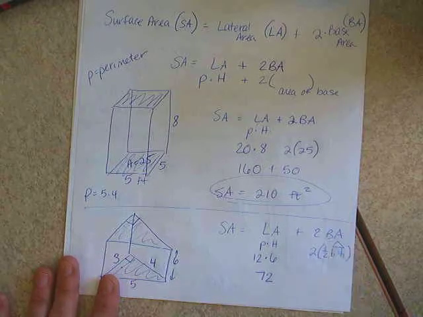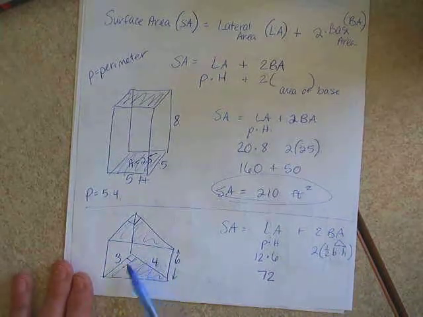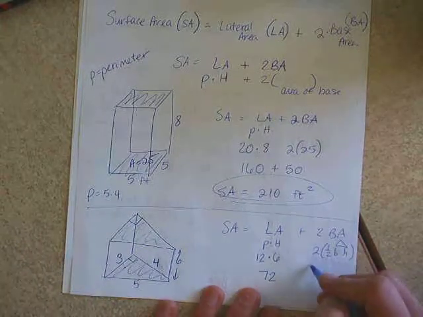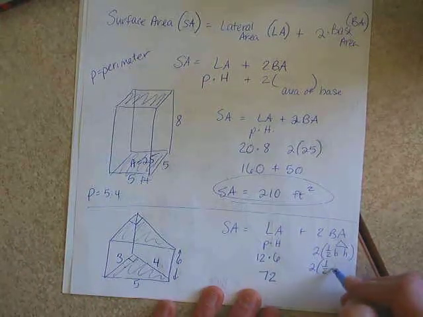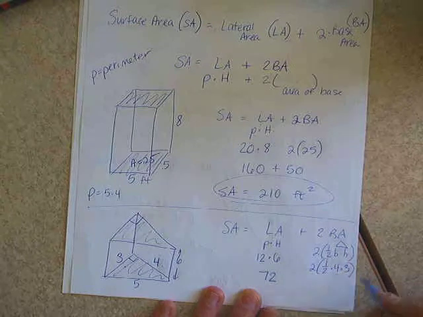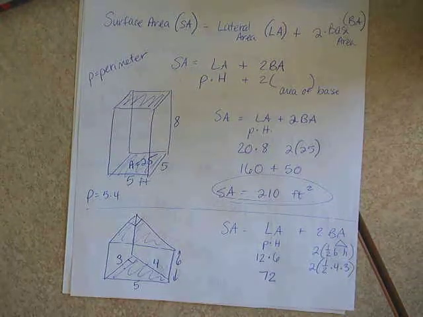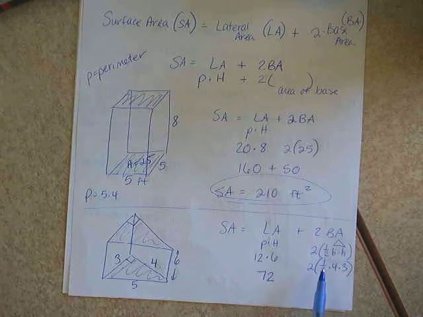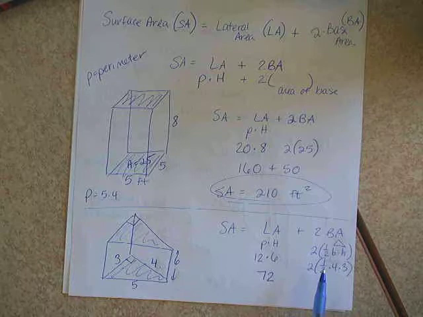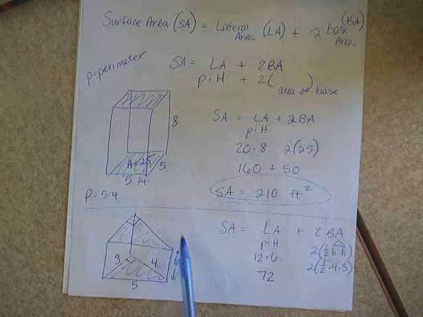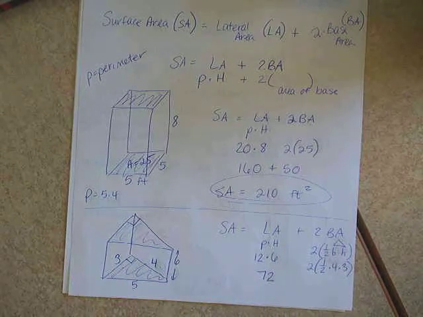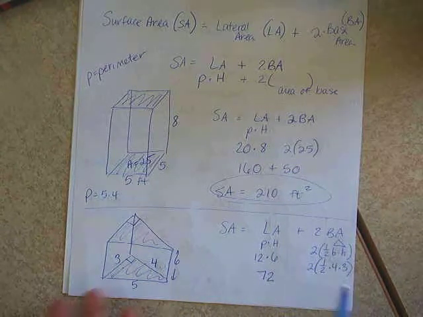So this is only pertaining to the triangle. Well, what's the base and height of my triangle? They have to be perpendicular, so 3 and 4. You're only looking at the base, remember. You're only looking at the base here. Don't look at the rest of the prism, just the base. So the base and height of that triangle are 3 and 4. So this would be 2 times 1/2 times 4 times 3.